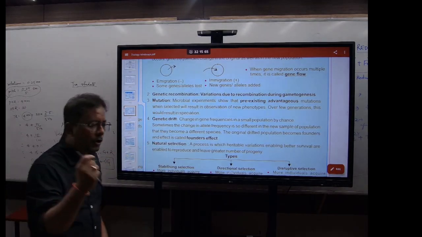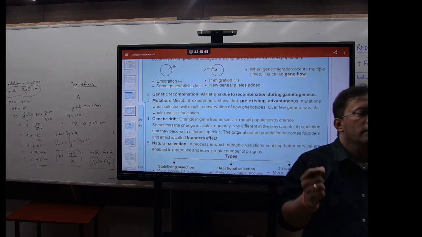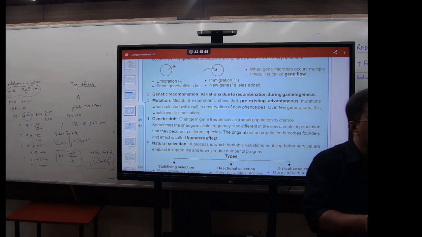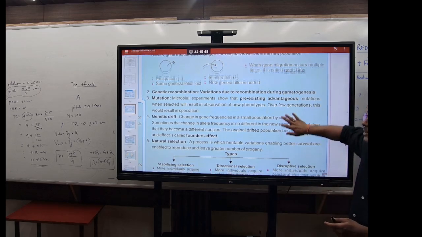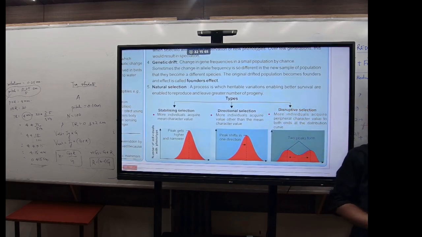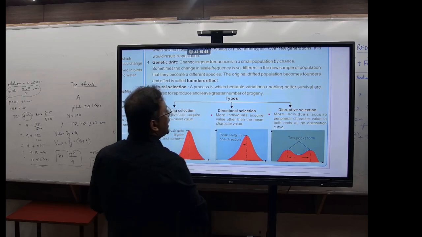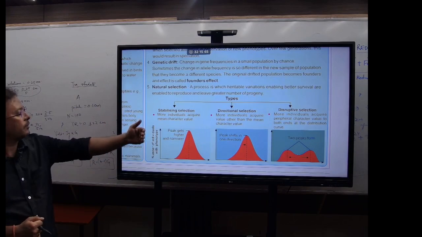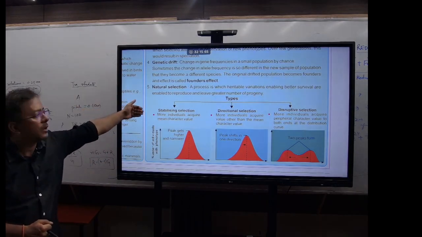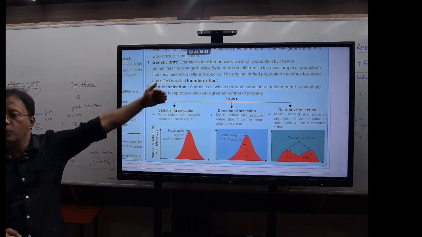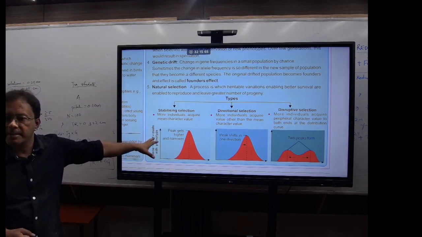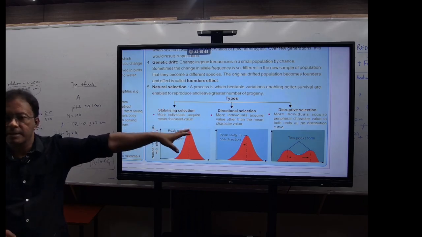Recombination, one of the important reasons for variations of evolution, is the crossing over during the formation of the gametes. The recombination, the crossing over. And the last one is, what is it guys here? Natural selection. A process in which heritable variations enable those species for better survival and capable of reproduction and leave more progeny. And this is of 3 types: stabilizing selection, directional, and disruptive.